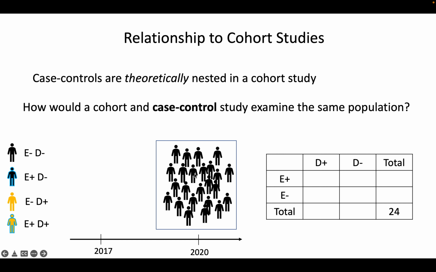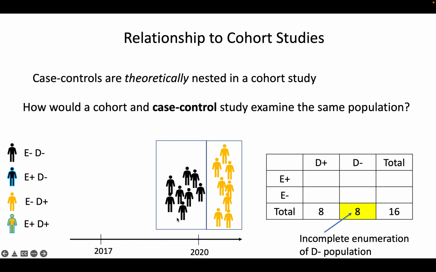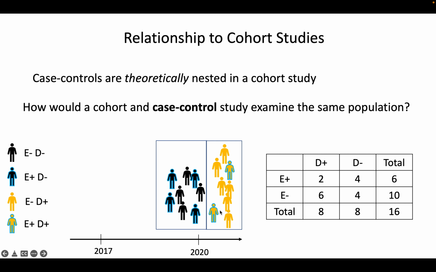The reason they're turning from black to yellow is because we're figuring out that they have the disease. They didn't get the disease necessarily in 2020, but basically this is us determining that they have it, and then us sampling and us asking about their exposure status. And we come up with a table that ideally should come to the same conclusion as the cohort study, but with fewer people.